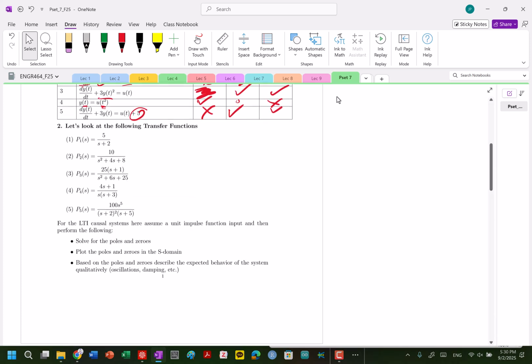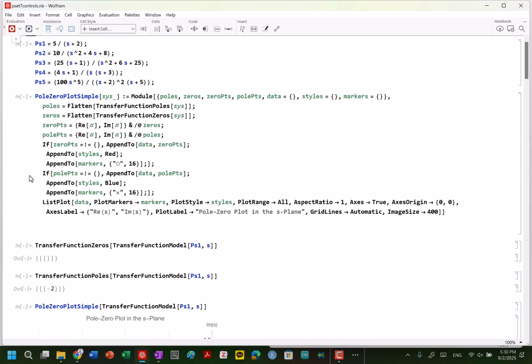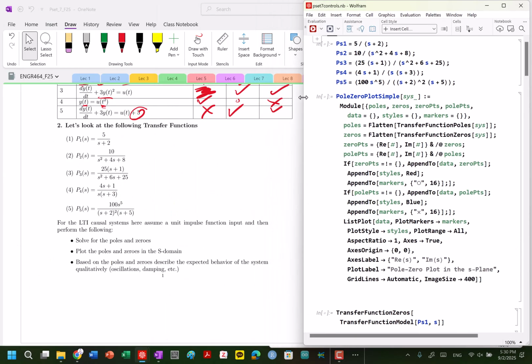So let's actually, all right, everyone. And I needed to, sorry for the abrupt switch. Let's go ahead. I'm going to open up my Mathematica and let's go to this next problem.